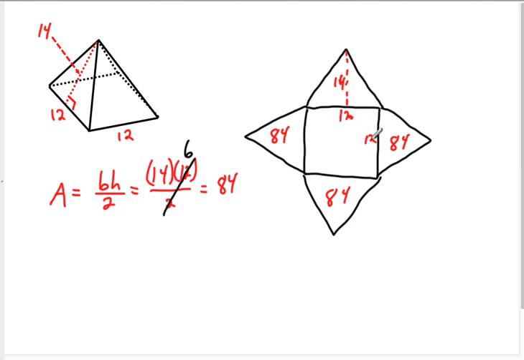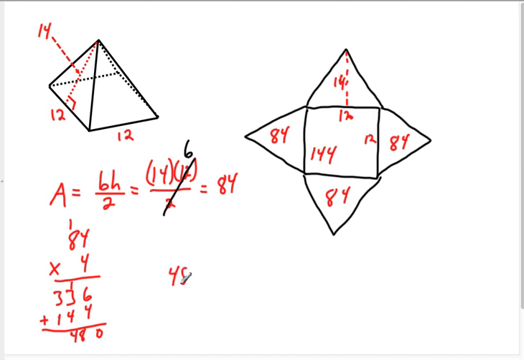And then the square is 12 times 12, which is 144. So we have 4 triangles at 84 apiece, gives us 336 plus that square, which is 144, is going to be, looks like 480 square units.